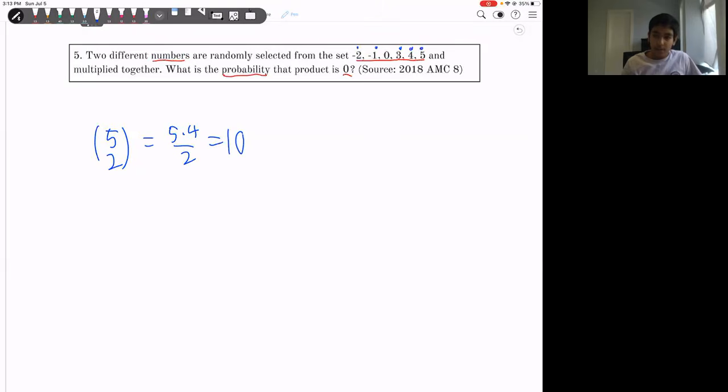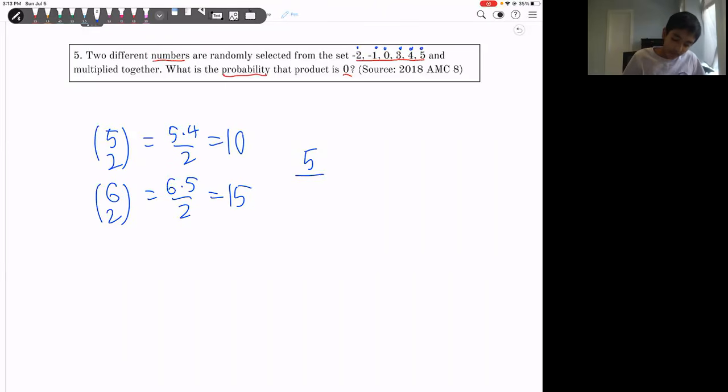Okay, so now we divide by the total number of cases. So how many ways are there to choose 2 numbers out of these 6 numbers, including the 0, and multiply them together? That's just 6 choose 2. This is 6 times 5 divided by 2, which is 15. So we use complementary counting. How many ways are there that the product is 0? There are 15 ways to choose 2 numbers and find the product of them, and 10 ways where it's not 0. So there are 5 ways when it is 0. And then we're finding probability, so we divide by the total number of cases, which is 15. So this is equal to 1/3.